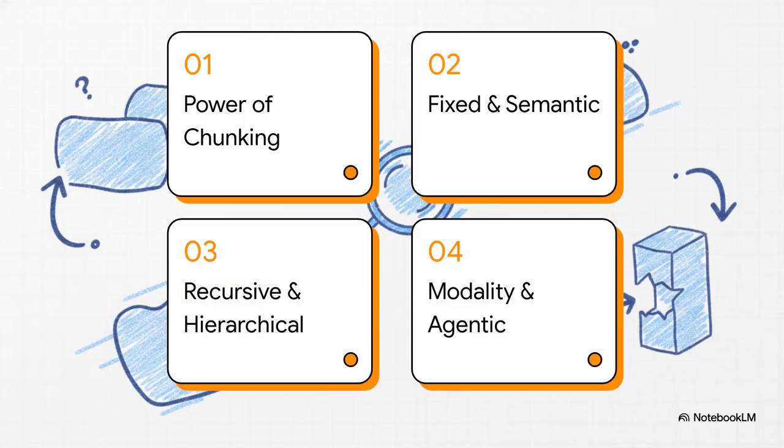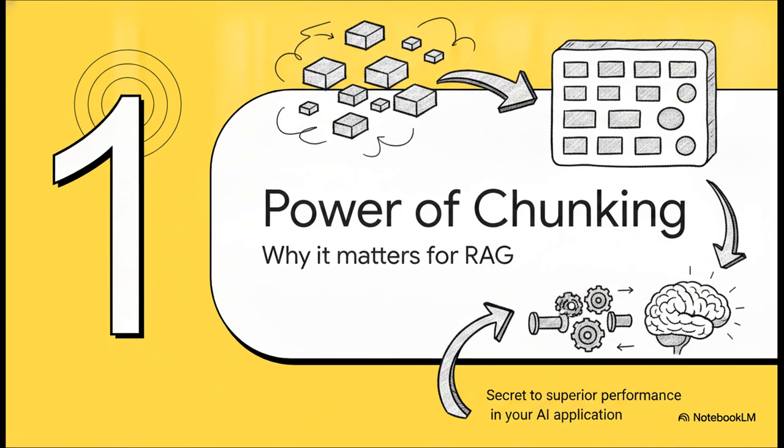So here's how we're going to break this all down today. First, we'll look at the power of chunking. Then we'll build the foundation with fixed and semantic strategies. After that, we'll tackle complexity using recursive and hierarchical methods. And finally, we'll wrap up with adaptive chunking, looking at modality and agentic approaches. All right, let's jump right into part 1, the power of chunking and why it actually matters for RAG.